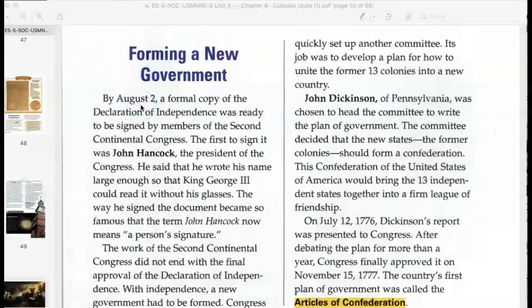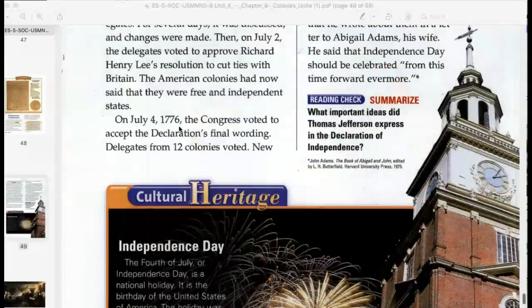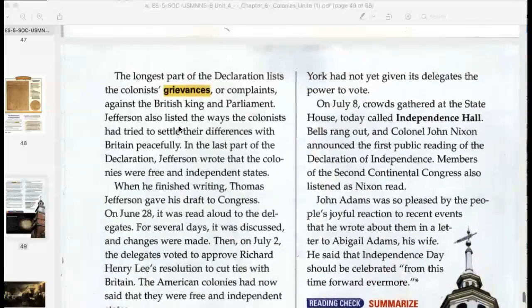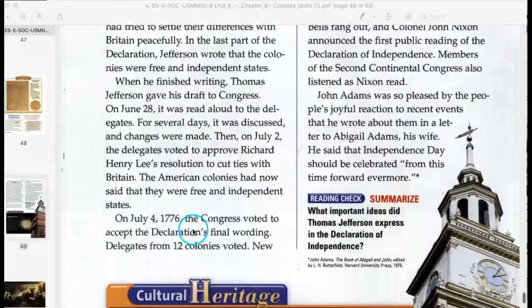By August 2nd, a formal copy of the Declaration of Independence was ready to be signed by members of the Second Continental Congress. The first to sign it was John Hancock, the president of the Congress. So if you ever get this on a Jeopardy question, when was the Declaration of Independence signed? It wasn't signed on July 4th, it was signed on August 2nd. July 4th was when it was voted to be accepted in its final wording.